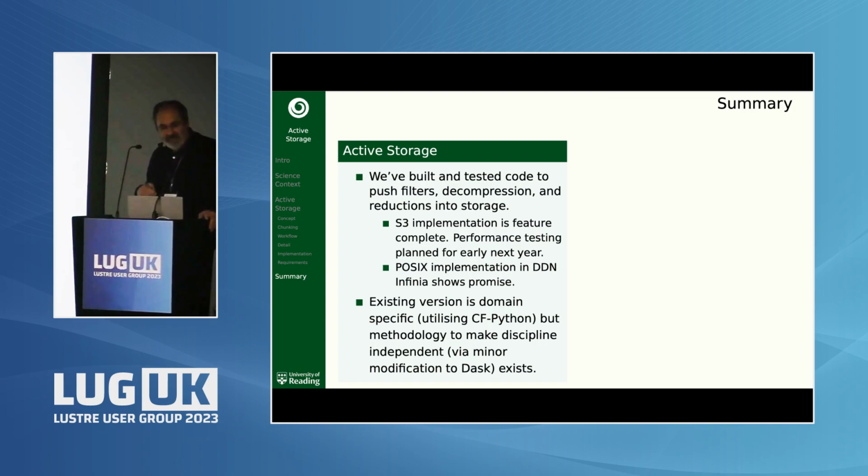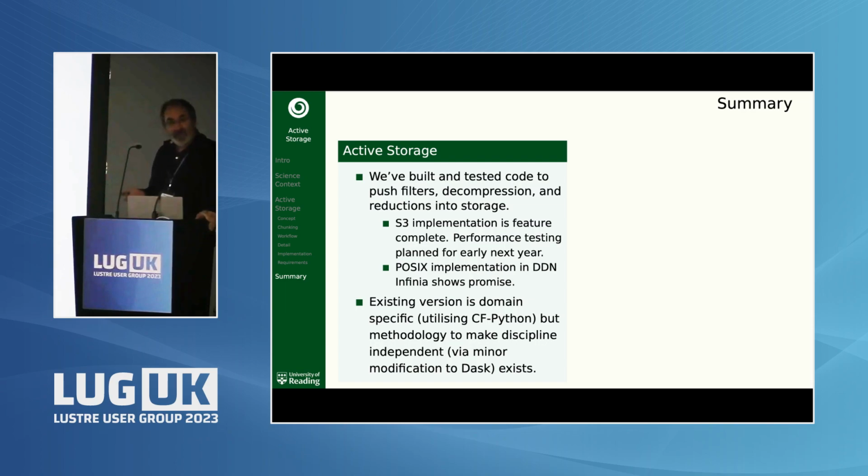We've built and tested some code that does push into the storage the ability to do filters. The filters that we need to do are things like byte shuffling so that the compression works well, and then the compression itself, and the decompression is what we need to get back. Currently, of course, we filter and compress and send the compressed bytes to storage. But in the active storage, we don't want the compressed bytes back. We want the result back. So we have to hand the storage the information to do that.